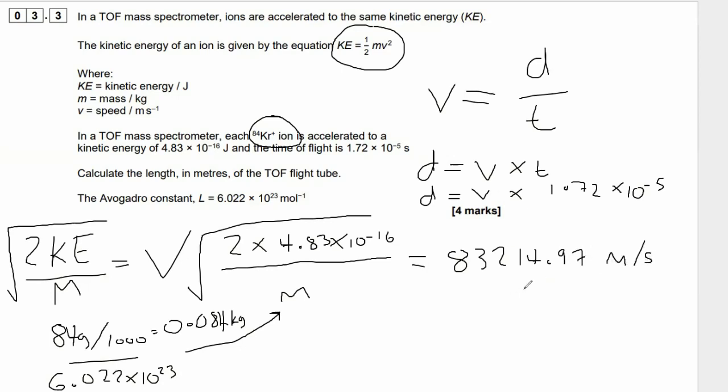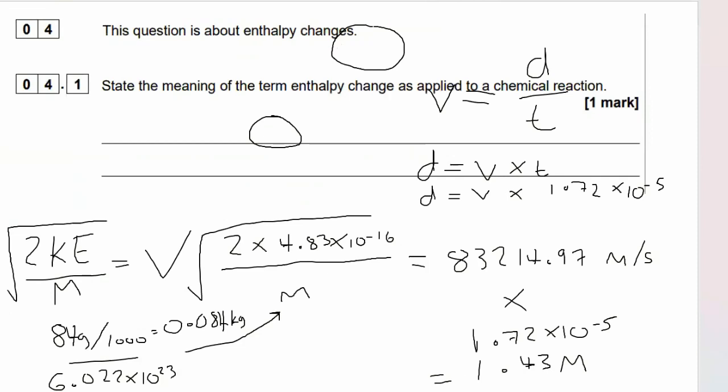83214.97 meters per second. That's our velocity. So let's multiply that by the time of 1.72 times 10 to the minus 5, and we'll get our final answer of 1.43 meters, and that's the end of the question.